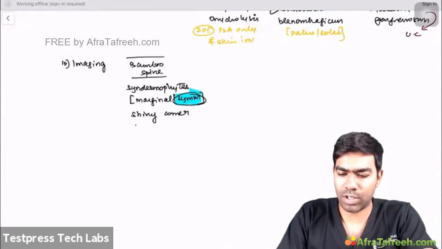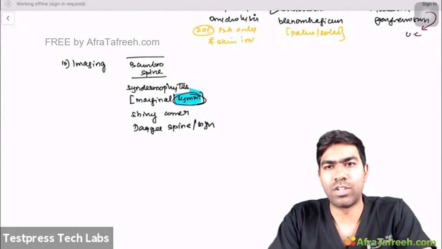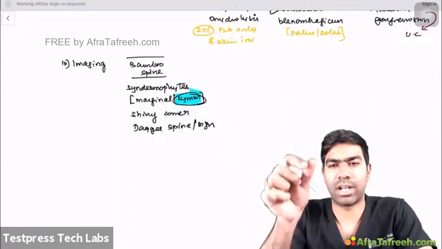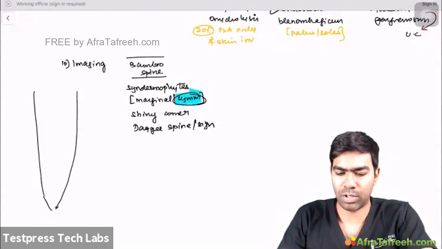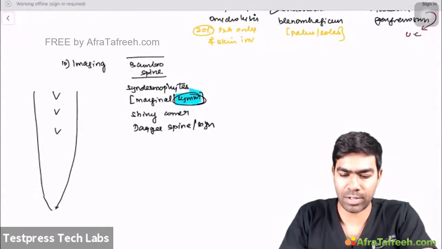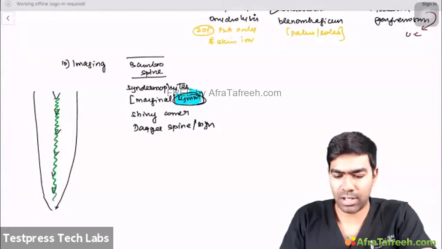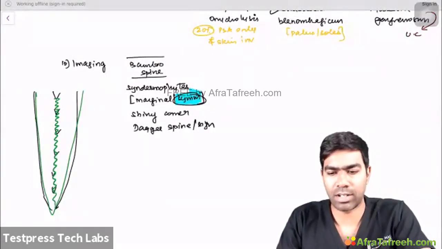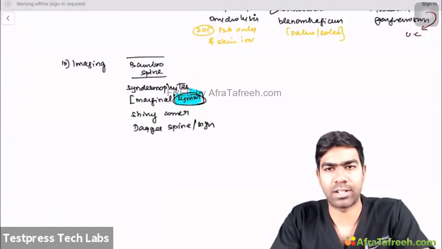Then you will get something called a dagger sign. This is called either a dagger spine or a dagger sign. That is due to the interspinous ligament calcification. So you have a vertebral column like this coming up to the coccyx, and you have the interspinous ligaments between the spines. If the interspinous ligaments are calcified, that will look like a dagger on X-ray. So this is what we refer to as a dagger sign, or you can call it a dagger spine as well. That's characteristic.